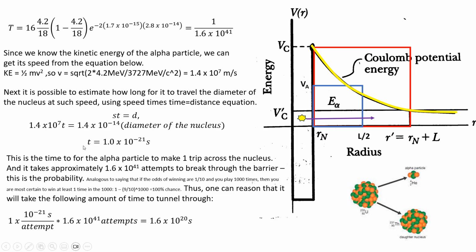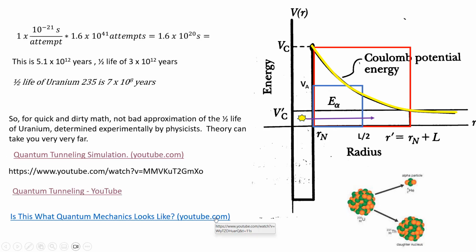So the next thing I'm going to do is this: for the probability to be close to 1 of the alpha breaking out, it's going to have to make this many attempts of colliding against the nucleus wall. That times the time it takes to go across the nucleus is this. Multiplying this together, I get 1.6 times 10 to the 20th seconds. In years, that's 5.1 times 10 to the 12th years. So the half-life is about half of that, 2.5 or so, times 10 to the 12th years.